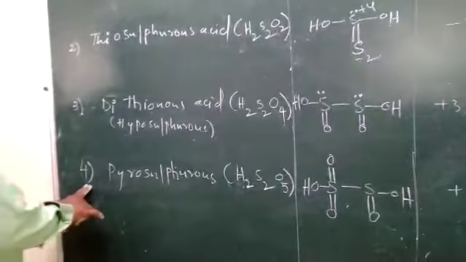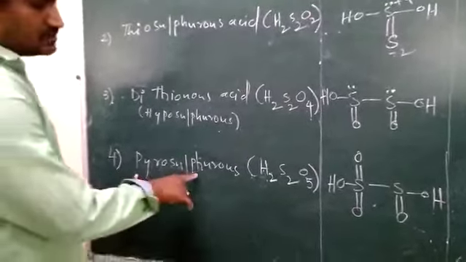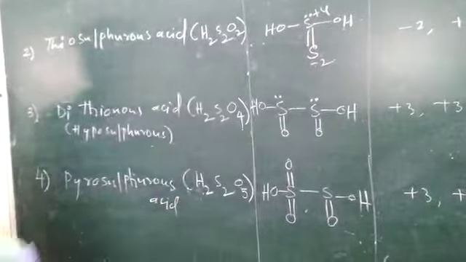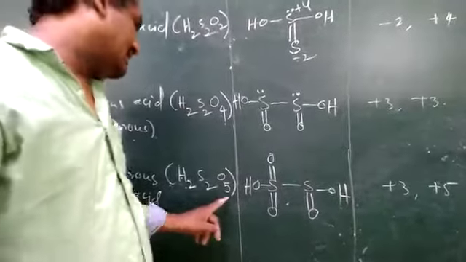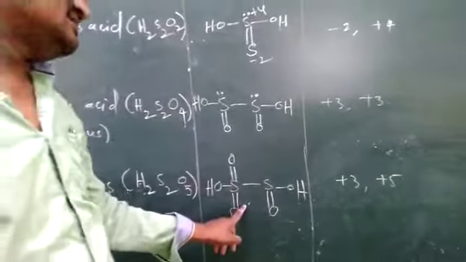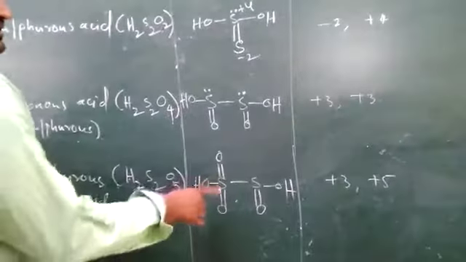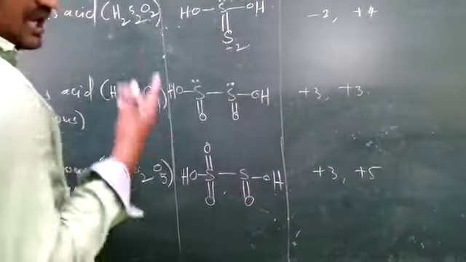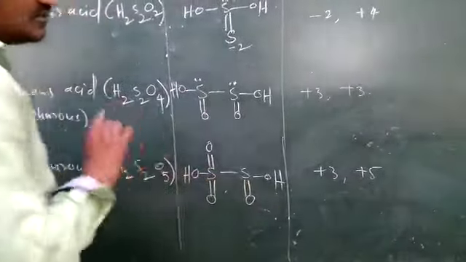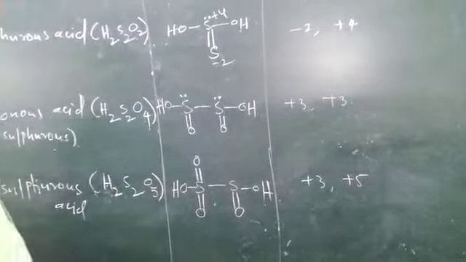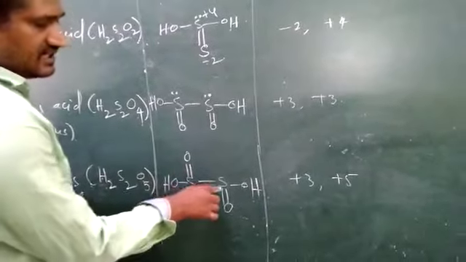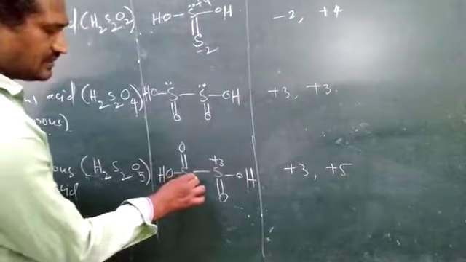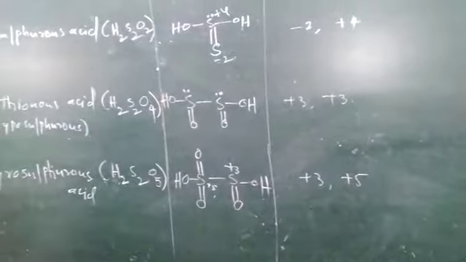The fourth compound in this series is pyrosulfurous acid, H2S2O5. The structure is this. There are three S double bond O groups and two OH groups, S-OH and S-OH. Here the oxidation state of the middle sulfur is +5 and this other sulfur is +3.